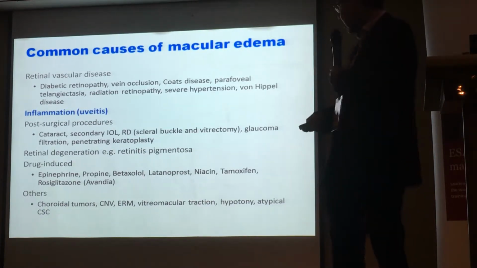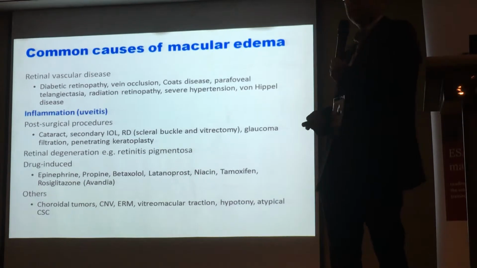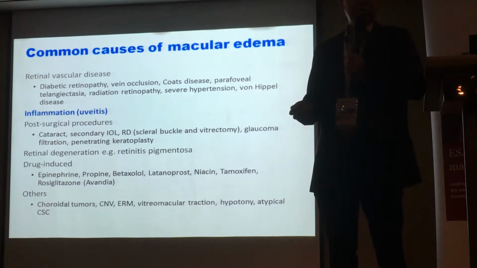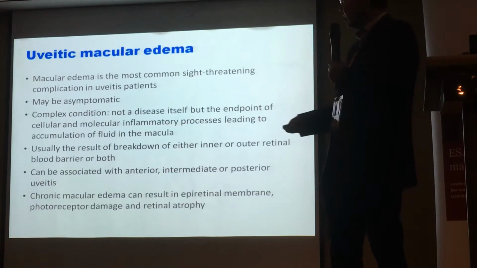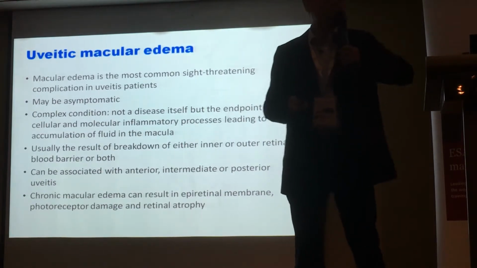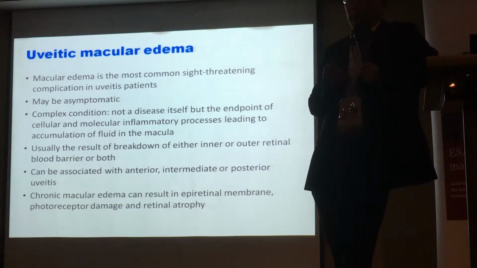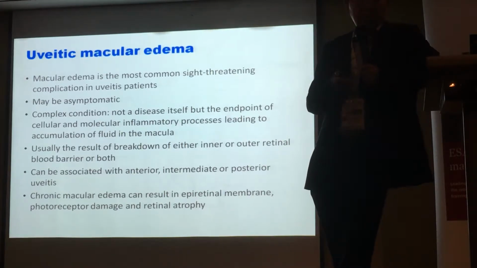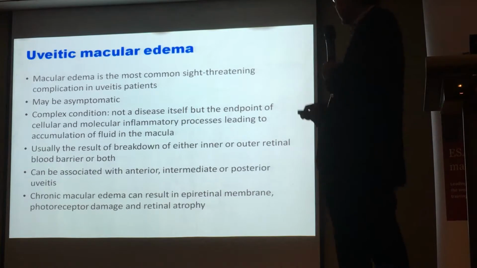Sometimes mixed. CNV obviously is outer, choroidal tumors tend to be outer. CSC, central serous chorioretinopathy, is outer blood retinal barrier. So the next time you have a cystic macular edema, think, what is the mechanism? Why? Because your treatment might vary depending on what you think is the predominant. Okay, we'll talk about that in a minute.